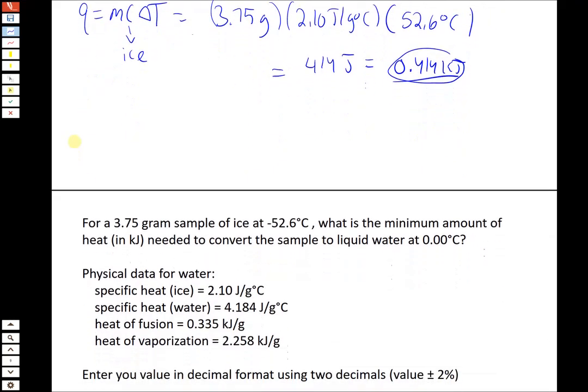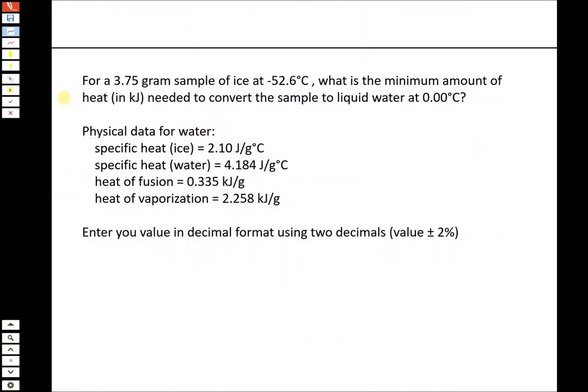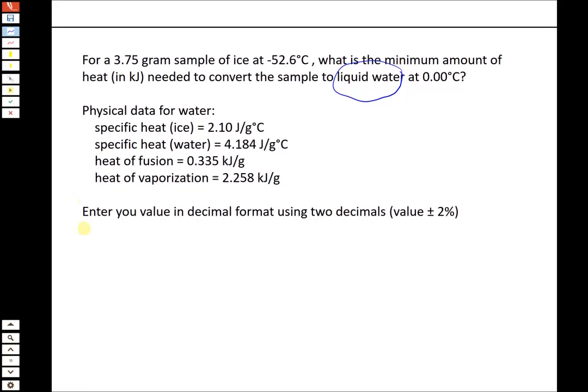And then here's another one that, again, looks almost the same. I kept the numbers the same just so we didn't have to do as much work to solve it. Still a 3.75 gram sample of ice, still at minus 52.6 degrees Celsius. But this time we want to know the minimum amount of heat needed to convert the sample to liquid water at 0 degrees Celsius. So in this problem, we're doing two stages. Stage 1 is going to be the same as the last one.